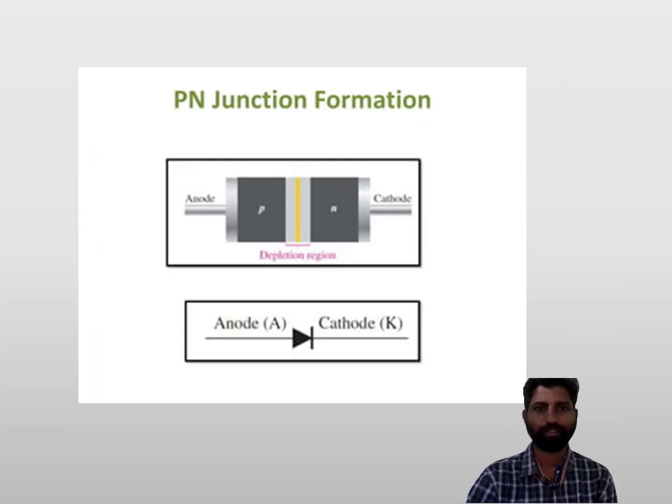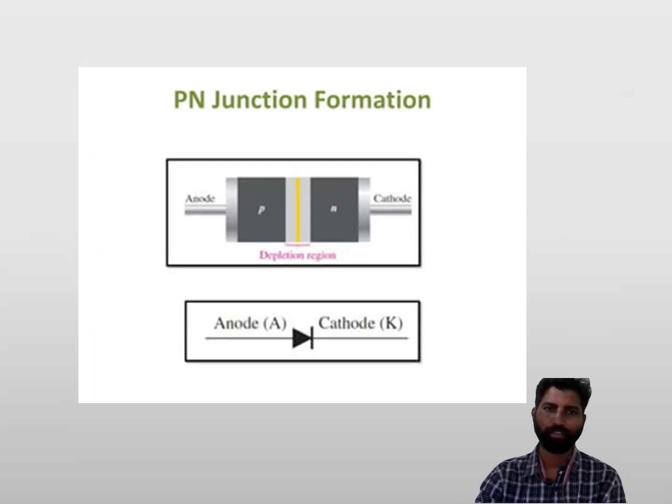Right, we have two terminals for the diode, that is the anode and the cathode. The P material side has the terminal called the anode, and the terminal on the N side is called the cathode. The general symbol of a diode is very important to remember, including which side is the cathode and which is the anode.